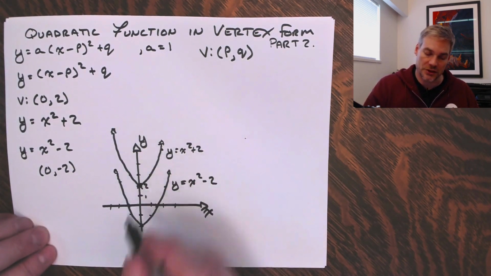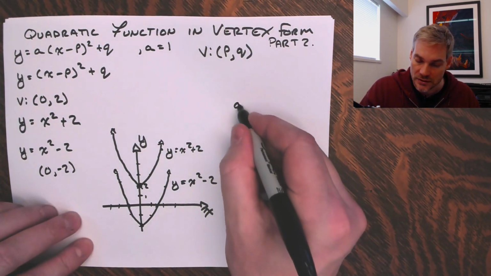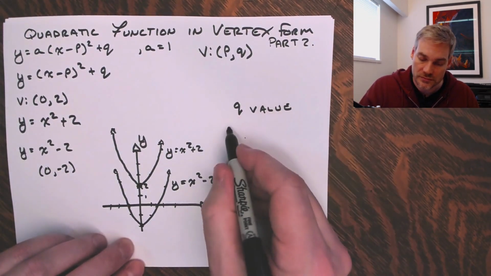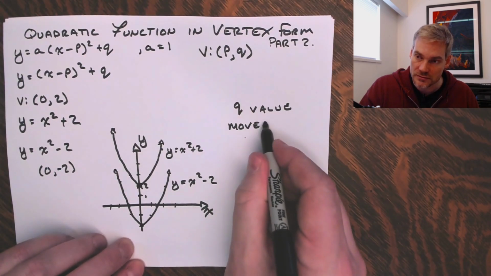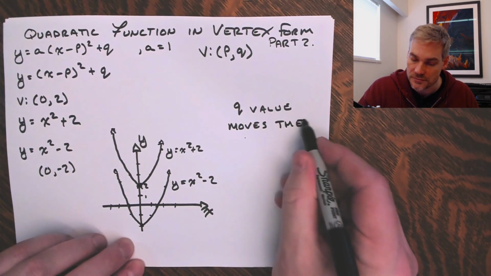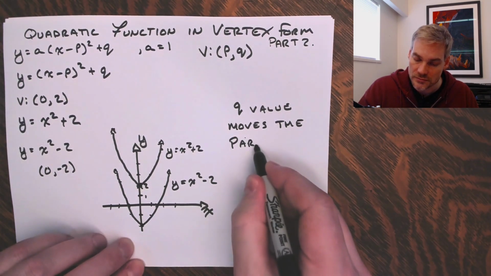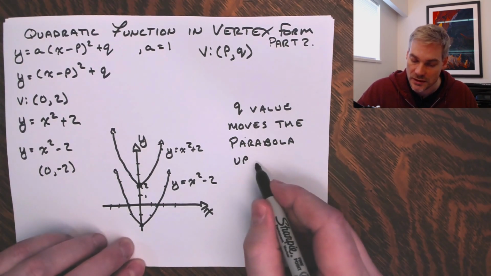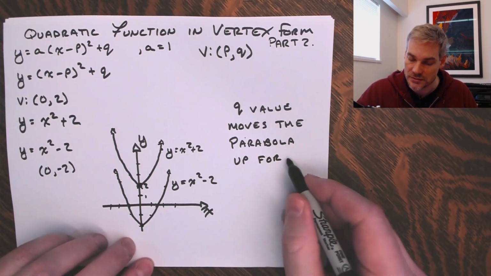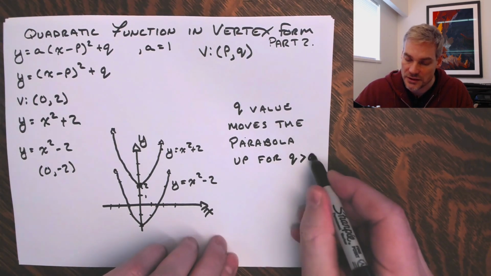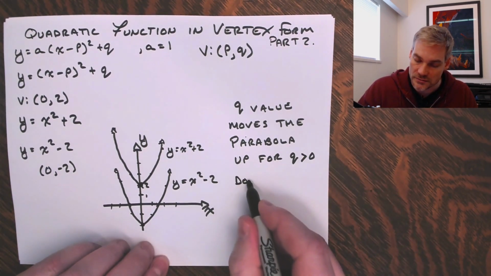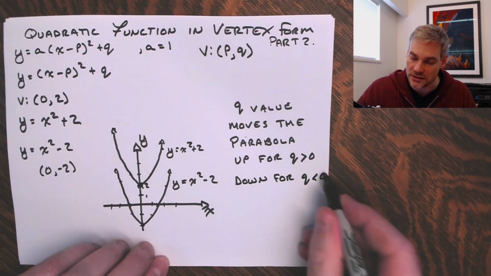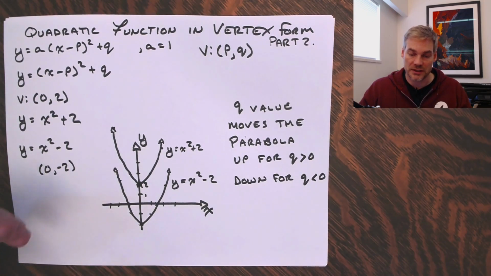So we observe that the q value moves the parabola up for positive, for q bigger than 0, and down for q less than 0. And that's what this is.